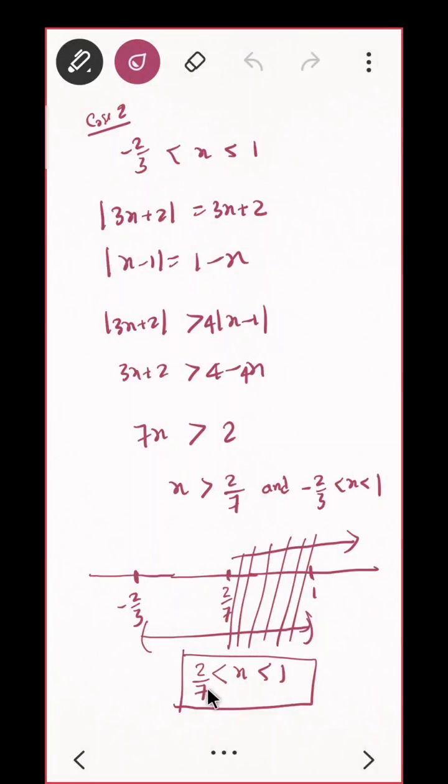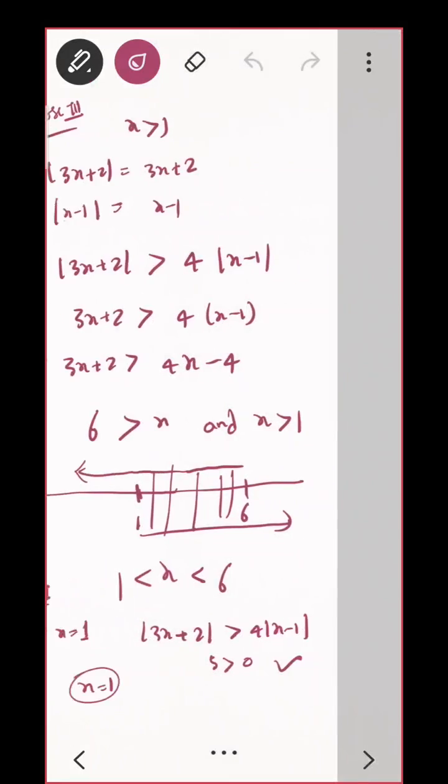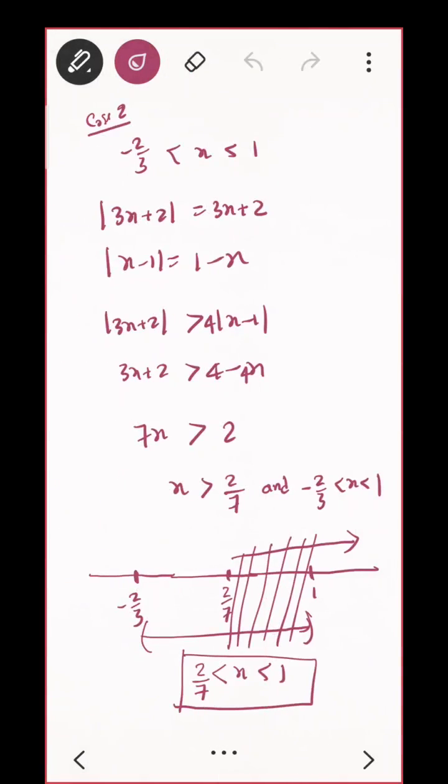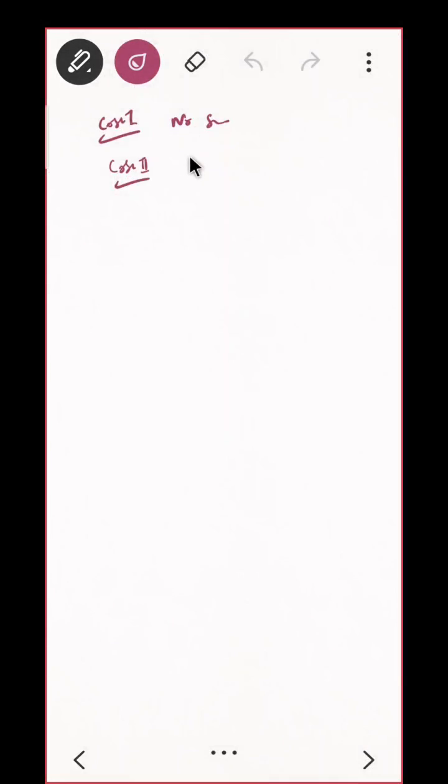If you want to check 2/7, see, first let us write what answers we got from all the cases. From case 1 we got nothing. Sorry, yes, from case 1 no solution. From case 2, what was the solution? 2/7 is less than x is less than 1. And from case 3 you have got 1 is less than x is less than 6, I think. Yes. And case 4 is saying x equal to 1.